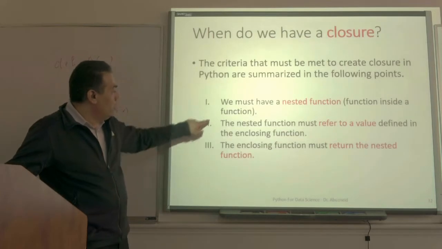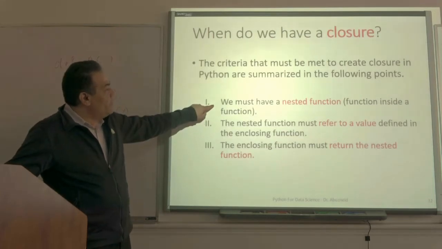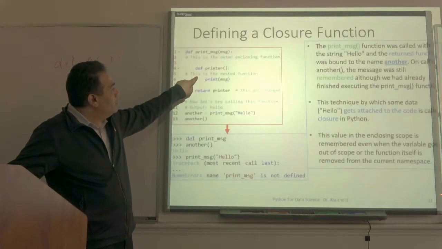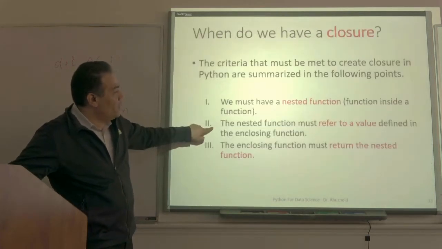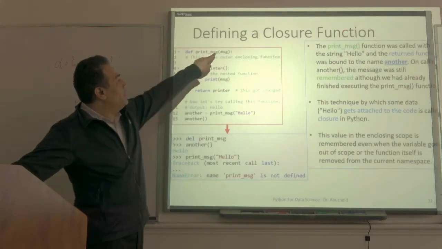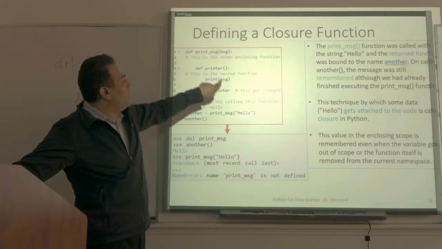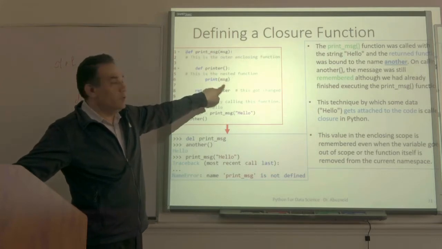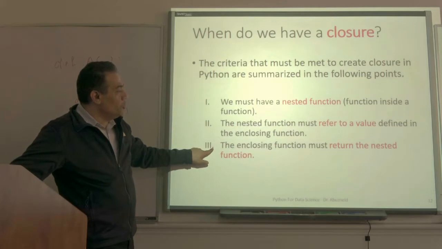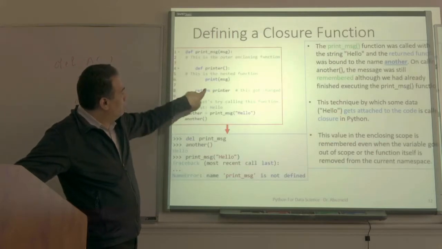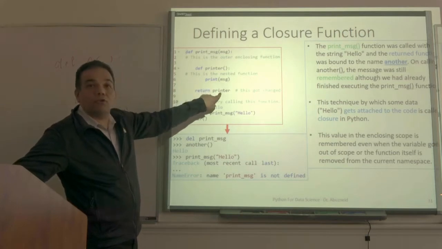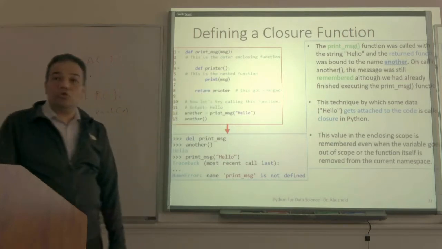So let's take a look. We must have a nested function. Do we have a nested function? Yes, this is a nested function. Condition number two, the nested function must refer to a value defined in the enclosing function. Do we have it? Yes, message is in the enclosing and it's referred to in the nested. Third, the enclosing function must return the nested function. Yes. Return, okay, that will make a closure.